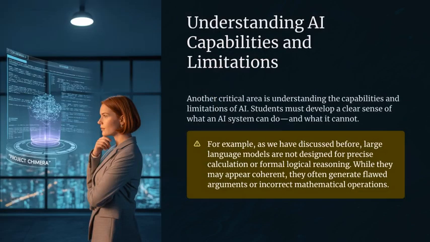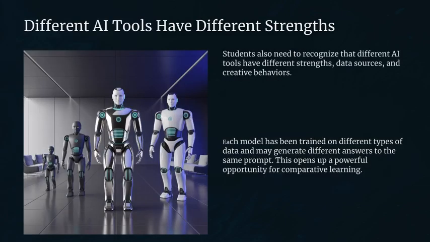Another critical area is understanding the capabilities and limitations of AI. Students must develop a clear sense of what an AI system can do and what it cannot. For example, as we have discussed before, large language models are not designed for precise calculation or formal logical reasoning. While they may appear coherent, they often generate flawed arguments or incorrect mathematical operations. Students also need to recognize that different AI tools have different strengths, data sources, and creative behaviors. Each model has been trained on different types of data and may generate different answers to the same prompt.